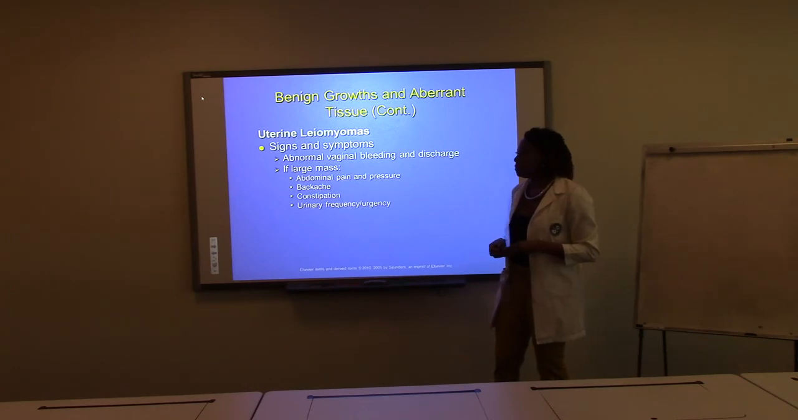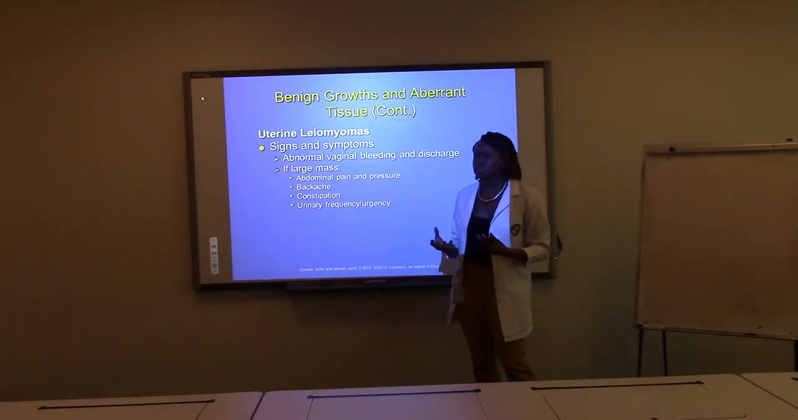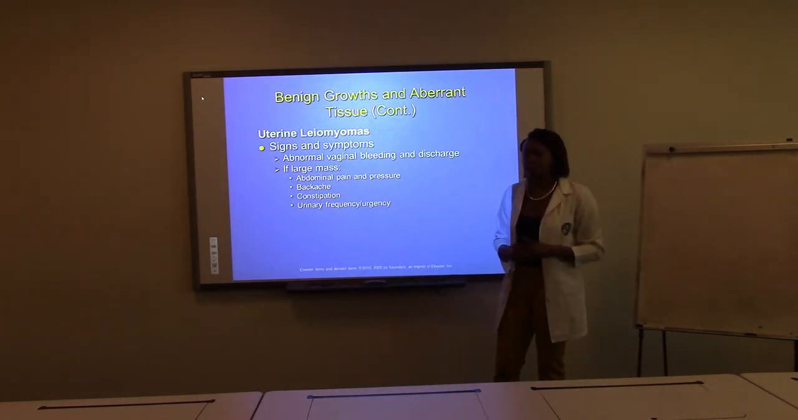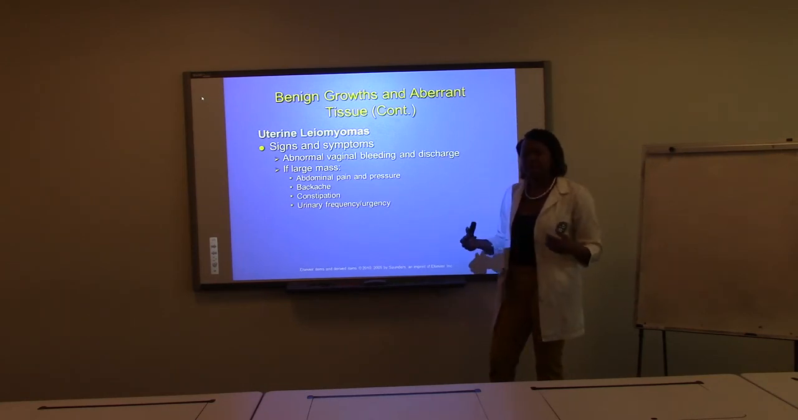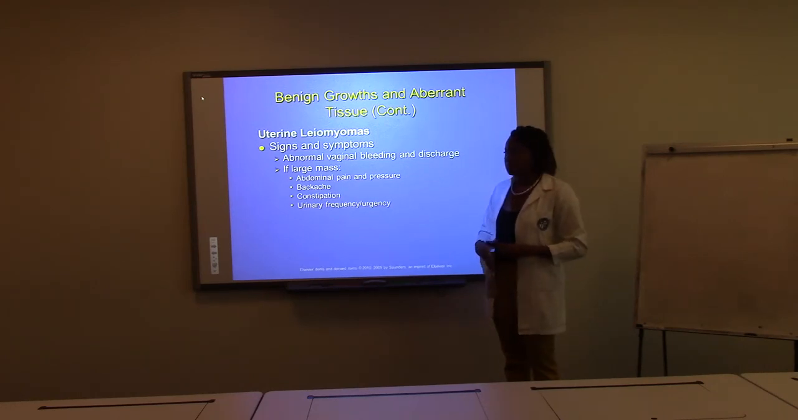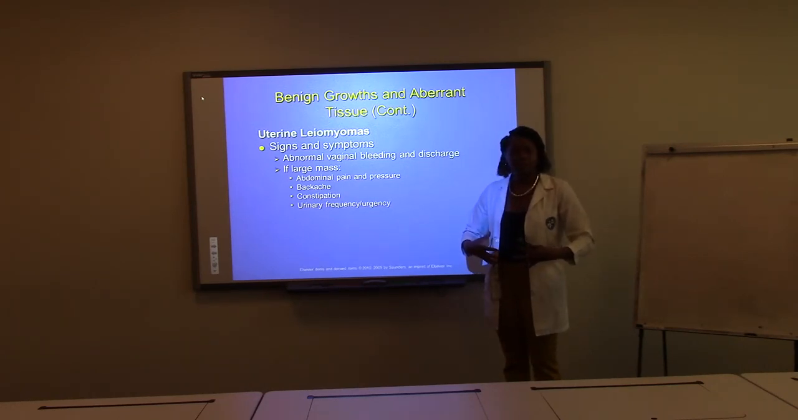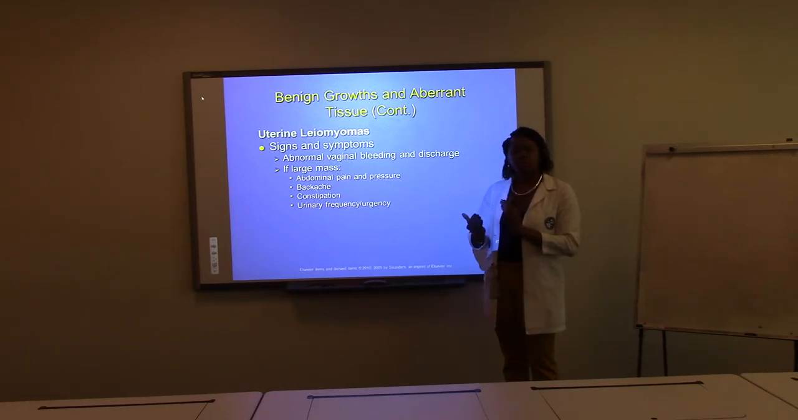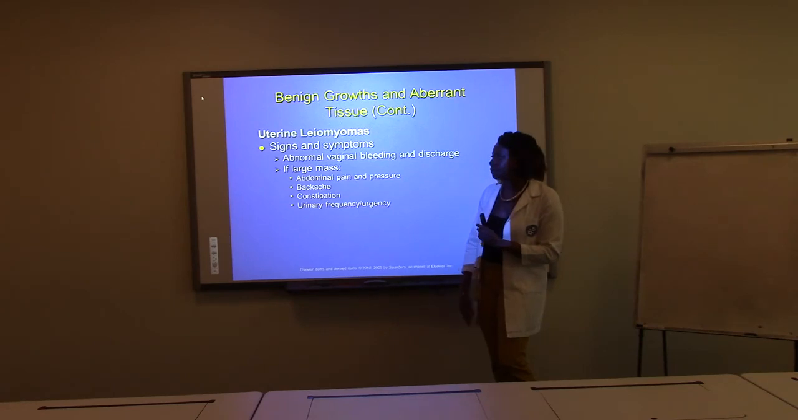Signs and symptoms: when they are large, they can sometimes cause very severe pain, pressure, backache, constipation, and urinary frequency and urgency, okay? Keep in mind that these tumors are making the uterus larger. Sometimes patients can have a very large abdominal cavity, depending on how many tumors they have inside the uterus, so they can look as if they're pregnant. They are also pressing on surrounding organs, such as the bladder and the GI system.